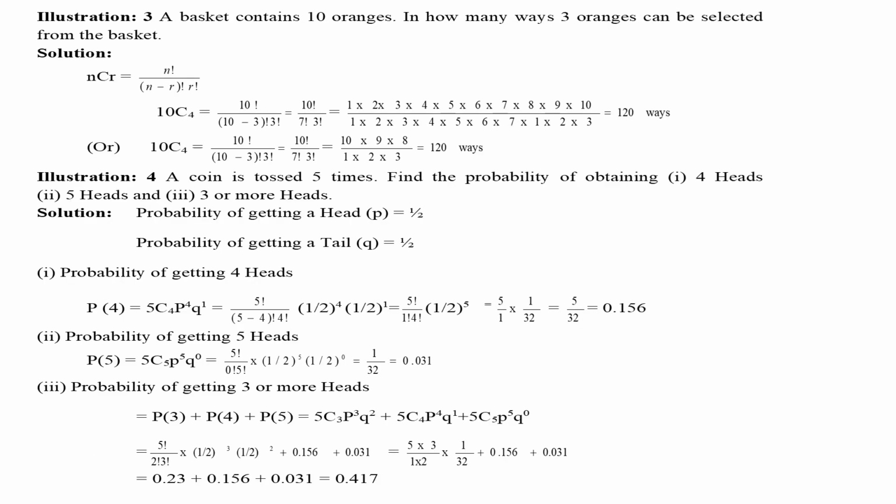Illustration 3. A basket contains 10 oranges. In how many ways can 3 oranges be selected from the basket? Solution. nCr equals n factorial by n minus r factorial into r factorial.